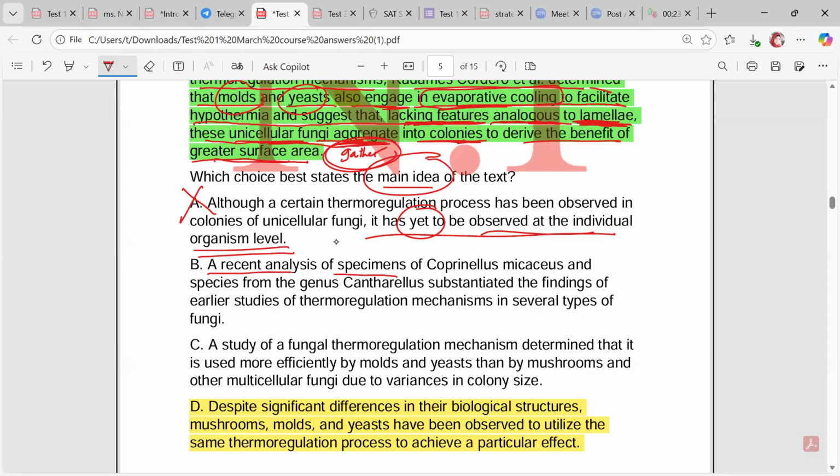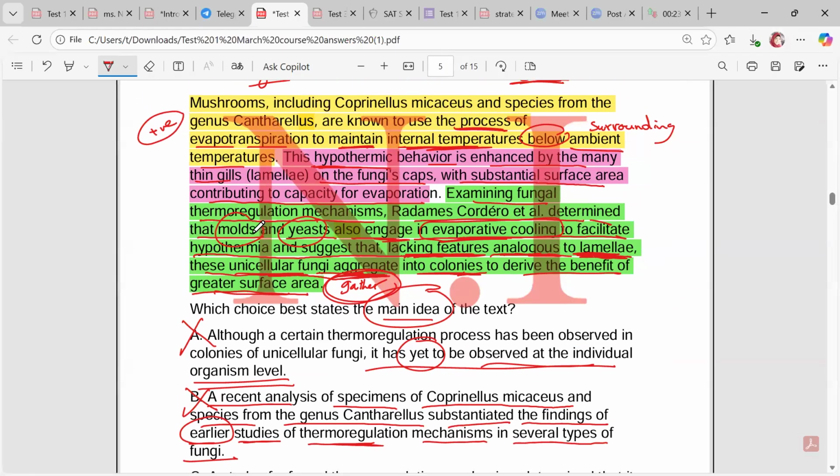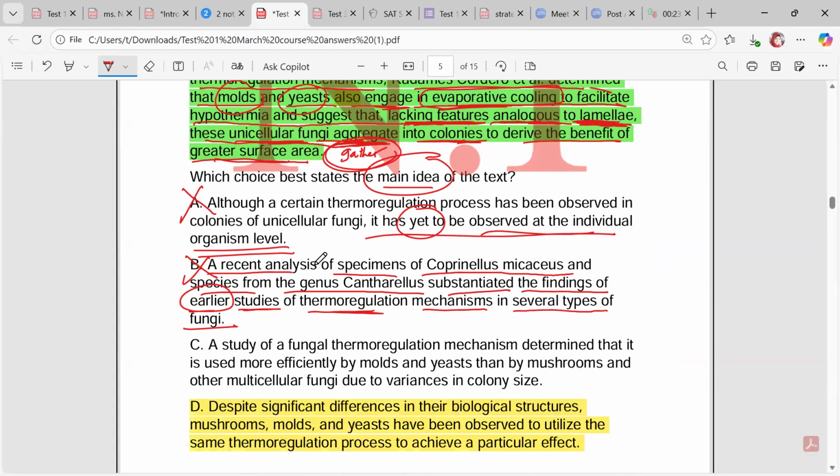A recent analysis of specimens of Coprinellus M and the species from genus Canthurellus substantiated the findings of earlier studies of thermoregulation mechanism in several types of fungi. No, not mentioned. We didn't find that. Where are the several types of fungi? Several types, all what we mentioned, like the mushrooms here, and we have here those molds and yeasts. We don't have these earlier studies at all related to several types.